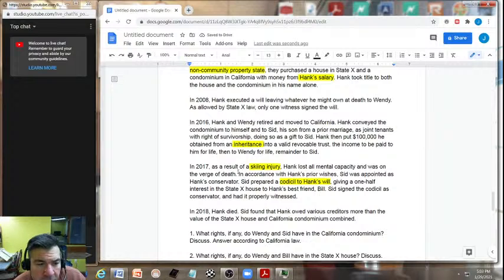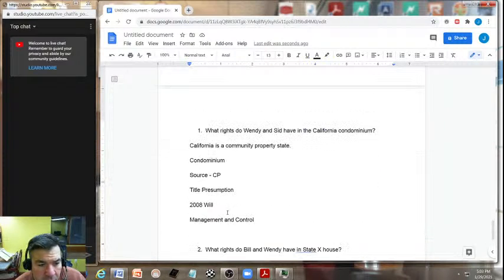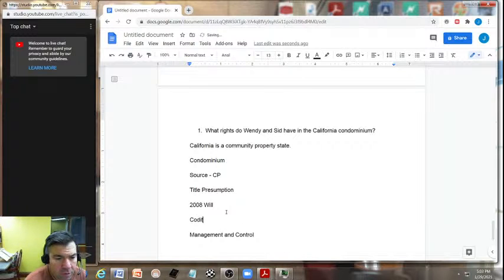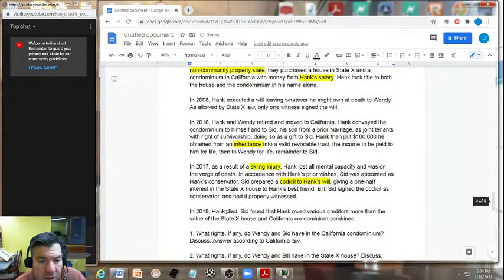Then down here, 2017, as a result of a skiing injury, Hank lost all mental capacity and was on the verge of death. In accordance with Hank's prior wishes, Sid was appointed as Hank's conservator. Sid prepared a codicil to Hank's will. It's right here, the codicil. I want to make sure to note that Sid prepared this as Hank's conservator.